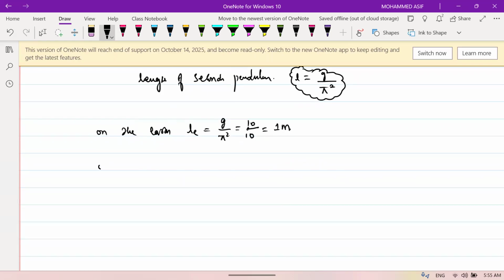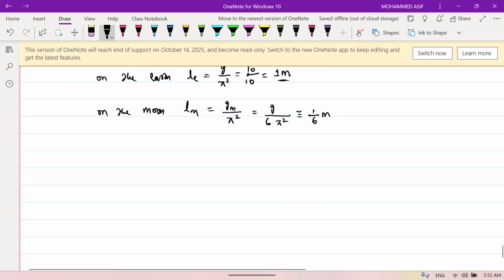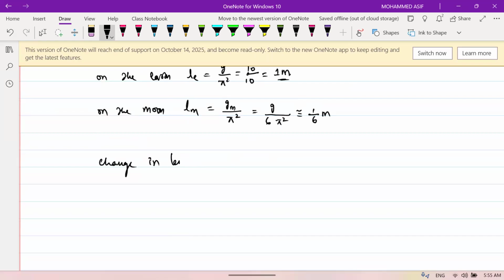Now if I'm talking about the moon, the length of the simple pendulum on the moon will be equal to G on the moon divided by pi square. You know that G on the moon is equal to 1 by 6 times of the G on your earth. So it is 1 by 6 times of G divided by pi square, so it will be approximately 1 by 6 meters. Because G by pi square value is already 1 meter. Isn't it?